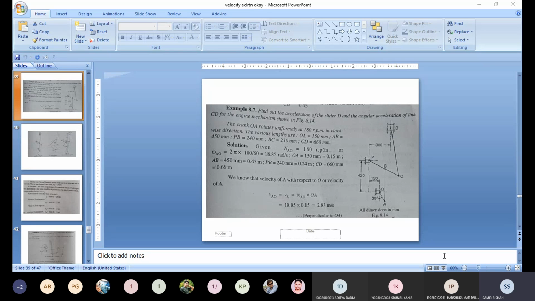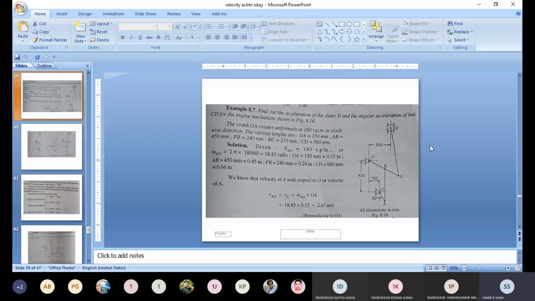The radial part of BP is equal to 9.4 meter per second square, and the acceleration of the radial part of CD or DC is equal to 2.2 meter per second square. Just verify your answer and hope your answer is within this limit.